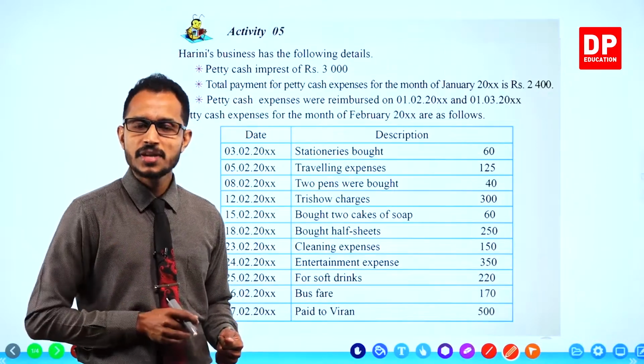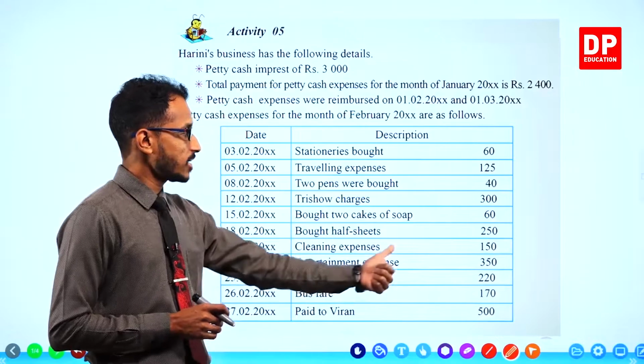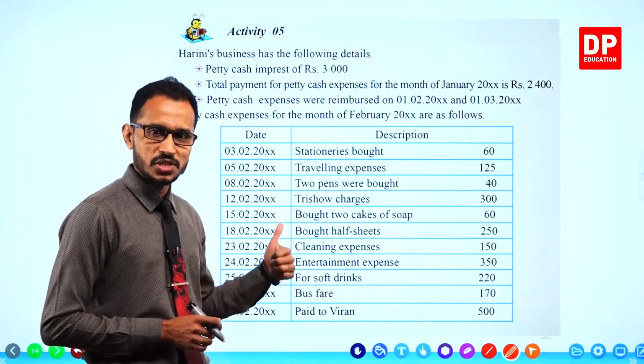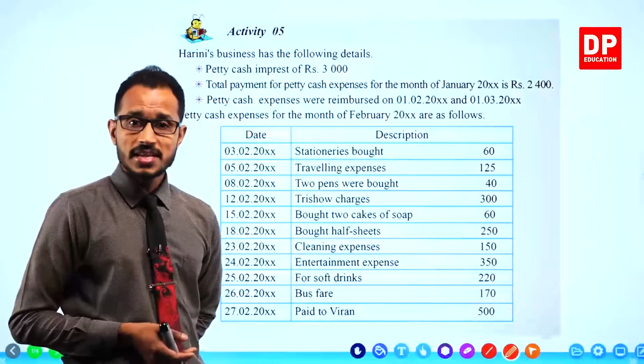With a question, I meet you again. I'm meeting you again with a cash book. No, a petty cash book question. This is activity number 5, which is in your textbook. So you can refer to your textbooks, page number 109. We'll prepare this petty cash book.